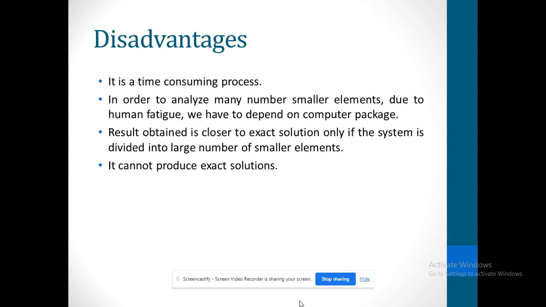The last disadvantage is that it cannot produce exact solutions. Finite element methods is a numerical approximation technique, and as such, it cannot provide exact analytical solutions for most engineering problems. The accuracy of finite element methods results depends on factors such as element shape, size, and convergence criteria. While finite element methods can provide highly accurate solutions when appropriately applied, it remains an approximation method and may not always match exact analytical solutions.